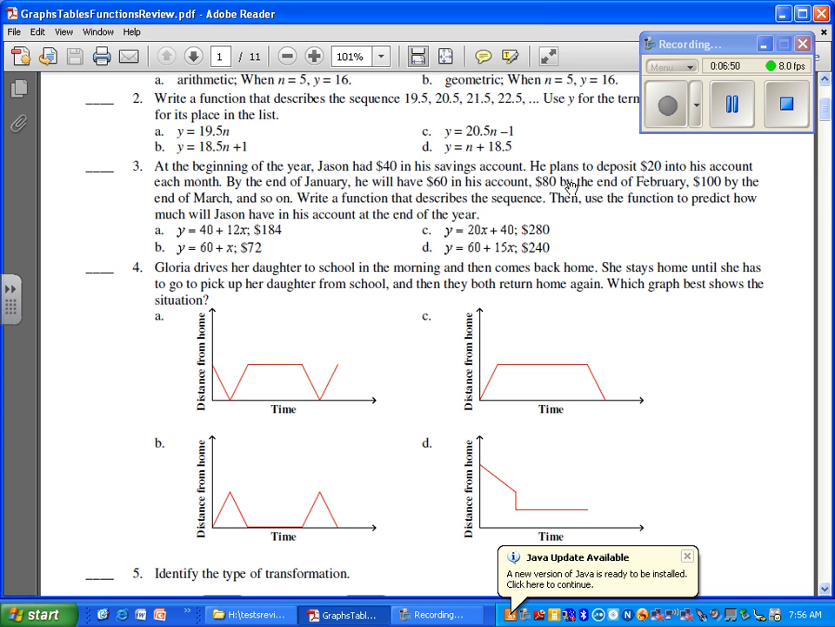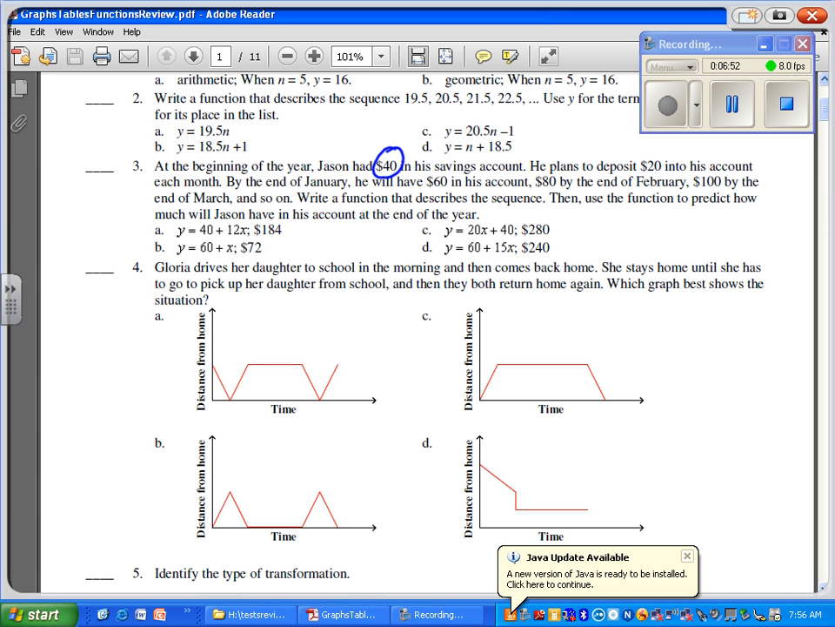All right, first of all, we know that he has $40 to begin with. So we know we're going to start with 40. And then he plans to deposit $20 into his account each month. So let's look at each one of these. 40 plus 12 times x. Is that going to be a function that describes the sequence that I'm looking for? I don't think that's going to be it. 40 plus 12x. Yeah, there's 12 months in a year, but x is going to be the number in the sequence. That's going to represent the month right there.